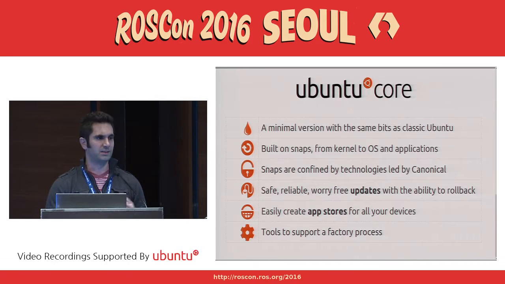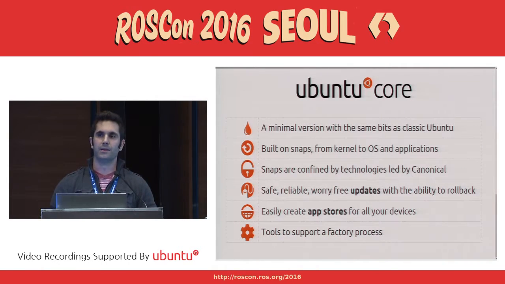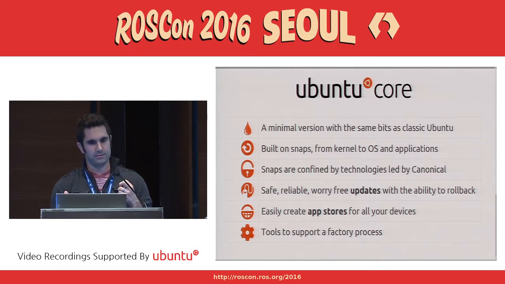Now, snaps are confined by nature, which means if, God forbid, the thing is exploited, the amount of damage they can do is really limited. They can't walk all over the system. The update story behind snaps is fantastic because since they are self-contained like this, they're squashfs images. If an update happens and fails, then it can roll back to the previous version.